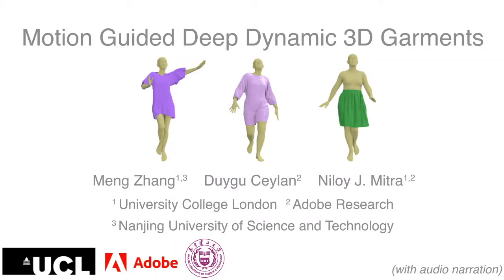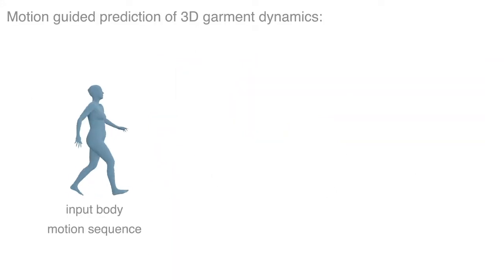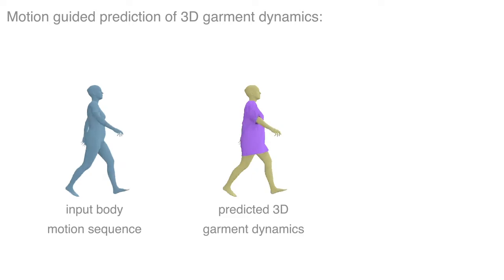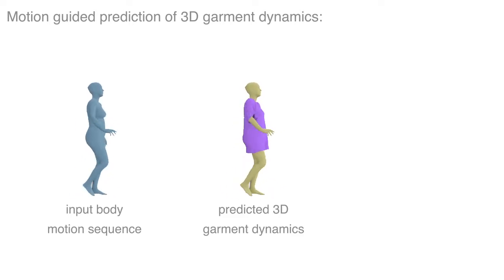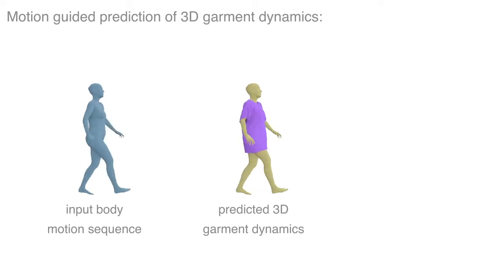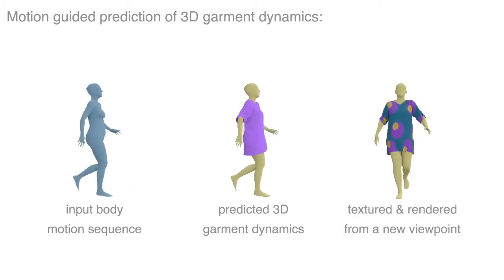In this work, we focus on motion-driven dynamic 3D garments and propose an architecture that learns to generate realistic garment dynamics given underlying body motion sequence. Our method produces 4D garments with consistent texture coordinates.